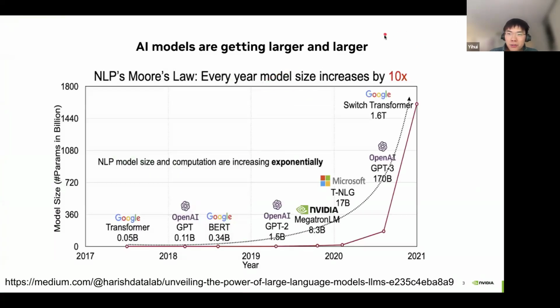So the AI models are growing larger and larger. This is a rather old picture from 2021. Switch Transformer is the first model that surpassed the 1 trillion model size. Before that, it was only hundreds of billions of parameters. I think at that time, it was growing 10 times each year. It looks like it's slowing down recently.